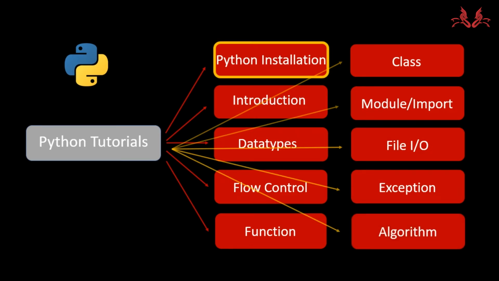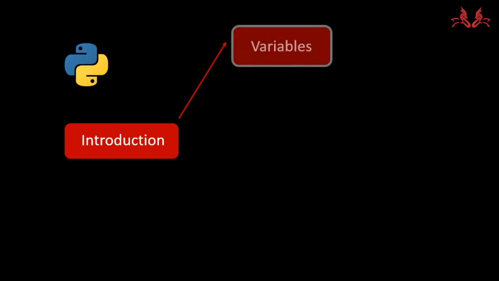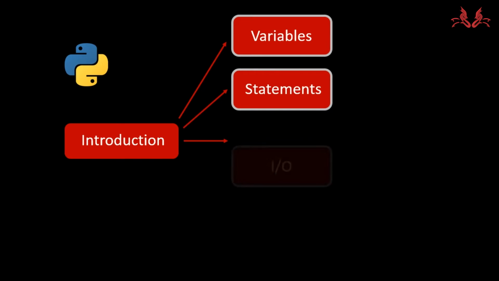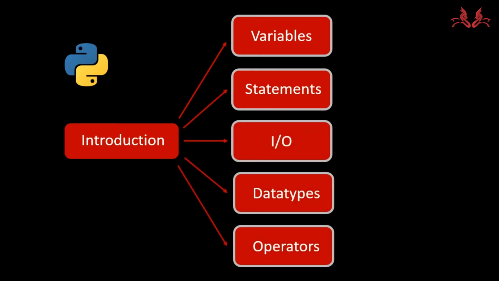In the previous 5 Python tutorials, we have talked about Python installation, and now we're gonna talk about introduction. The introduction chapter includes variables, statements, I/O, data types, and operators. Before we talk about variables, I'm gonna show you an important Python function about help.